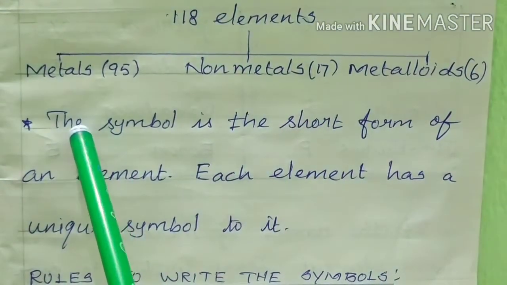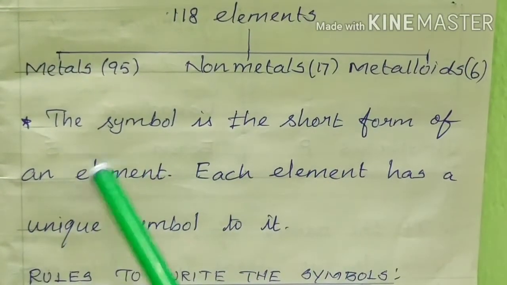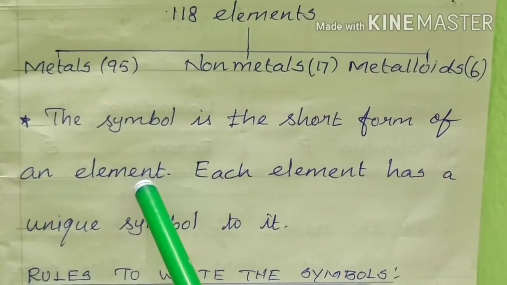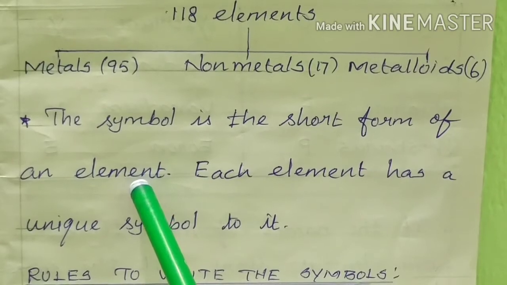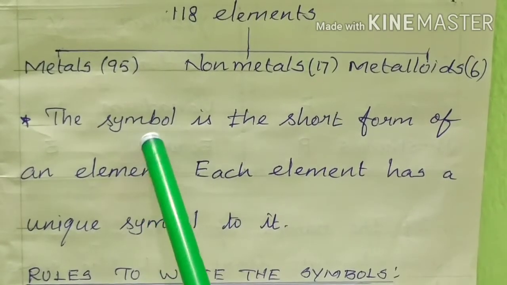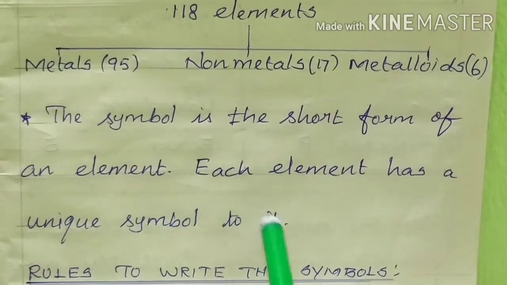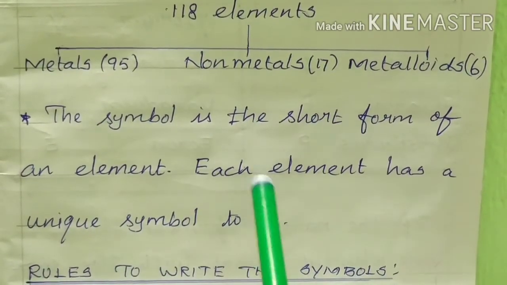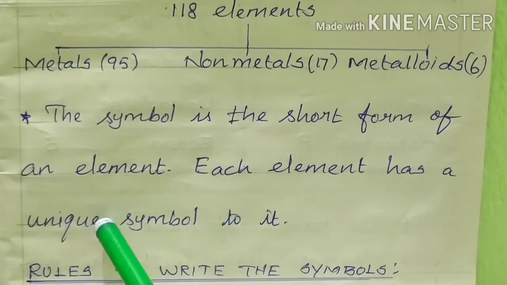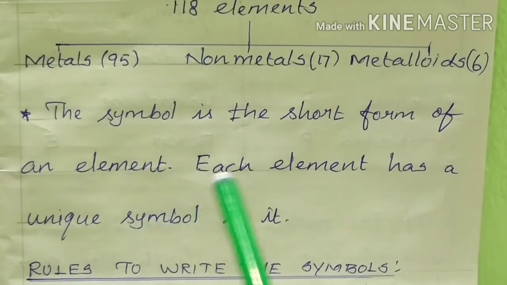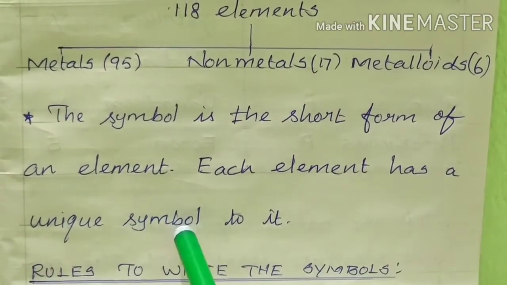What is a symbol? The symbol is the short form of an element. Suppose you want to write the name of an element in the shortest form, that is called a symbol. Each element has a unique symbol. What do we mean by this? Every element has an individual symbol. That means no two elements have the same symbol.